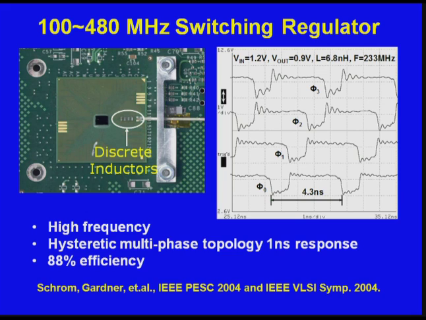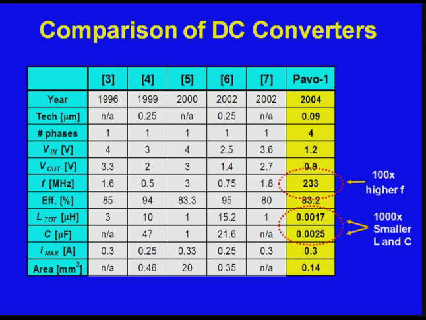So what we set out to do was to first see if we could create a switching voltage regulator that can operate at a much higher frequency than 3 megahertz. In this case, we did come up with one that worked. It switched between 100 and 480 megahertz, with an 88% efficiency. This was something that we published at two conferences in the year 2004. And this is a comparison of that voltage converter compared to what was available at the time.